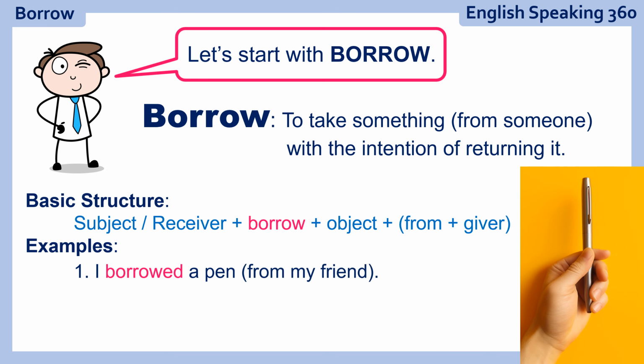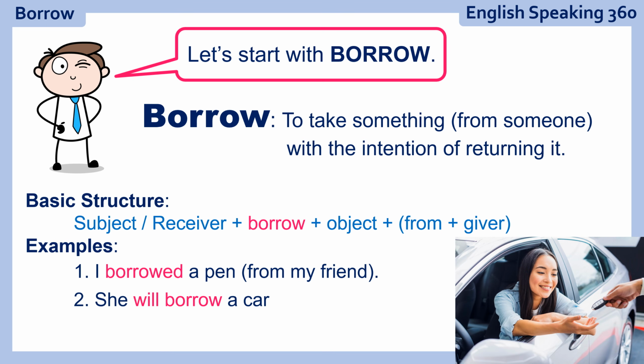And you can also add the giver of the object, the giver of the pen, which is my friend. I borrowed a pen from my friend. But this part is optional. I borrowed a pen, very nice. I borrowed a pen from my friend is also good.